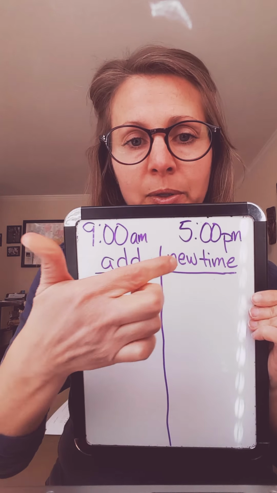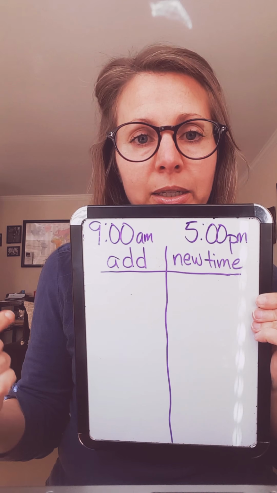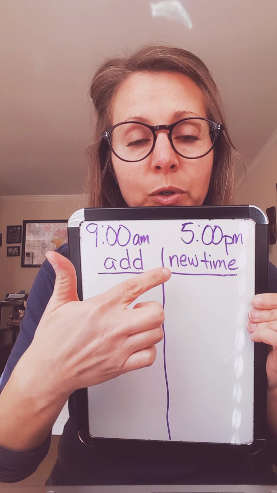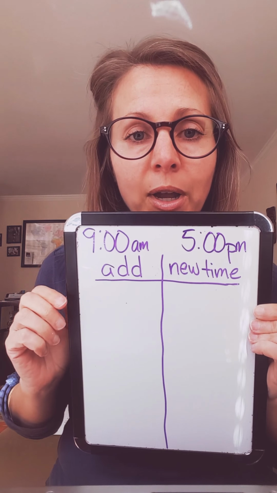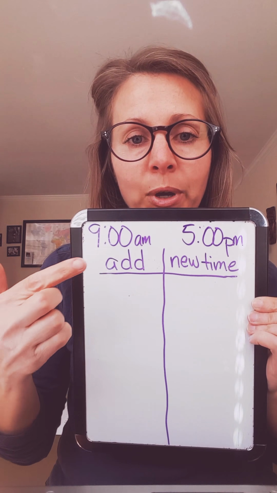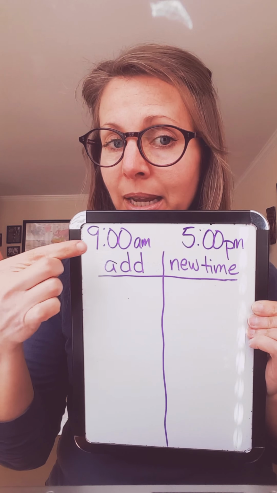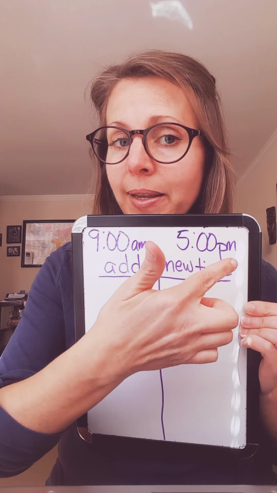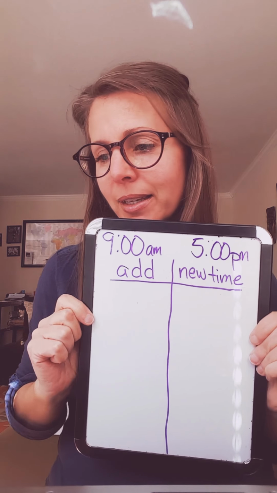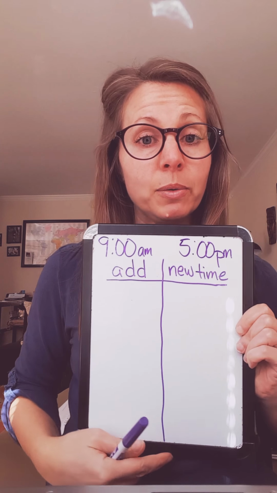Then all you do is make a big T on your page, and on one side you're going to put add, and on the other side you're going to put new time. Okay, so go ahead and do that. While you're doing that, I just want to point out that we have a start time in AM hours and an end time in PM hours. How are we going to deal with that? Let's see. Okay, so now that you have your chart, let's do this together.